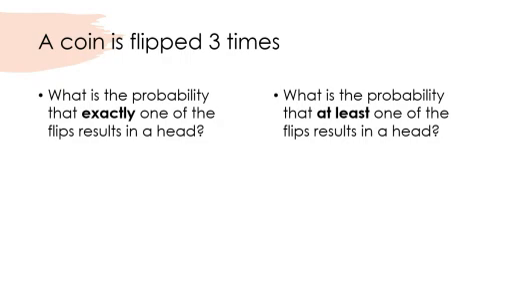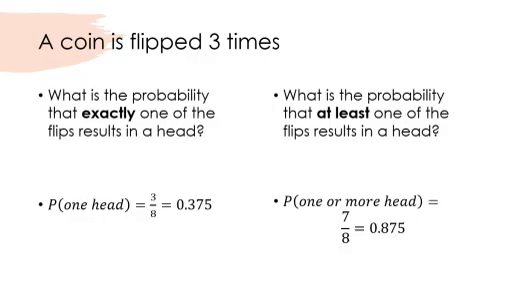And then the second question is asking what is the probability of at least 1 heads. The at least 1 means that you can have 1, 2, or 3. So you'd have to count all of them, which means the only one that wouldn't count is the one with 3 tails in it. So that second probability would be 7 out of 8, or 0.875.